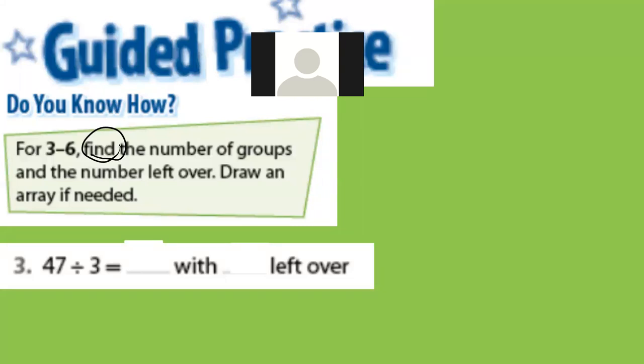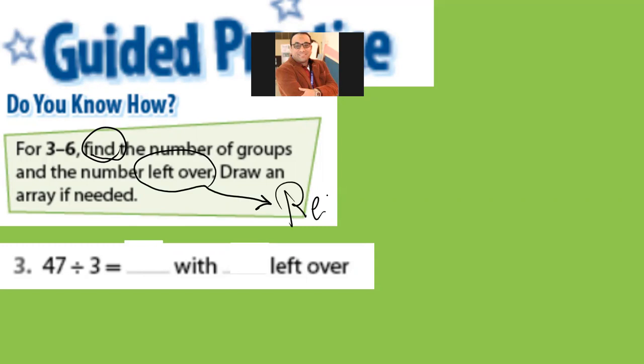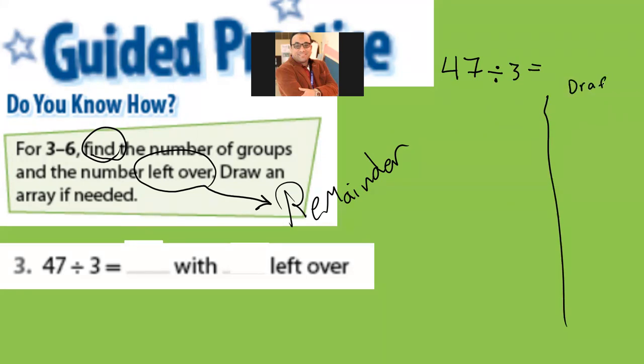Find the number of groups and the number left over. Draw an array if needed. Okay. Left over here means what? Left over means remainder. I have to divide 47 by 3, okay, equal what? I want to do something called a draft.